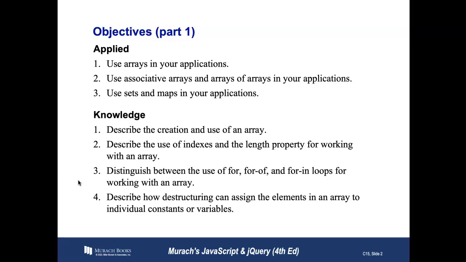We'll need you to distinguish between the use of for of and for in loops for working with an array, which remember, an array is just an object. So all we have to do is figure out what loops to use and how to get all elements of an array and the ones we want specifically. You should be able to describe how destructuring can assign the elements of an array to individual constants or variables. So what that means is taking an array and cutting it up into, let's say, a usable string. And we'll get to that right away.